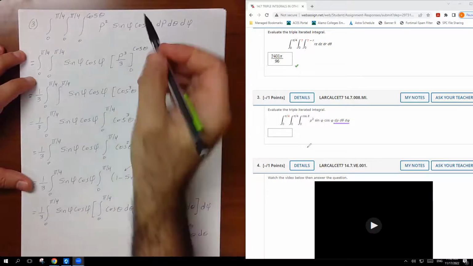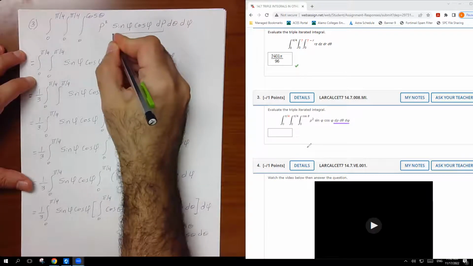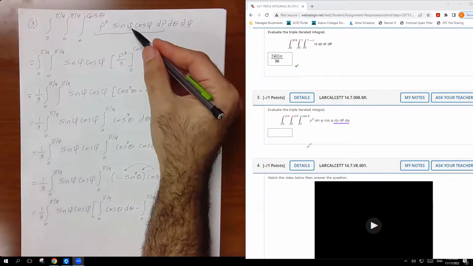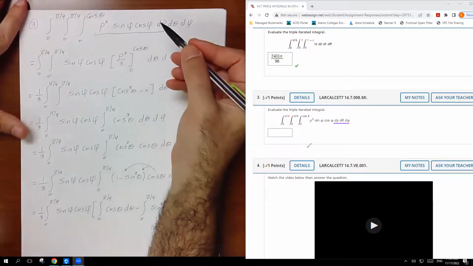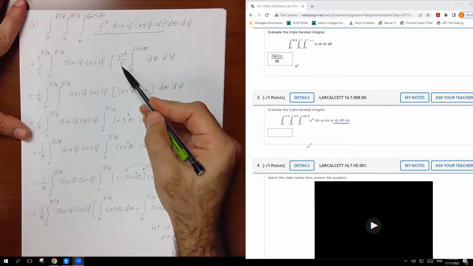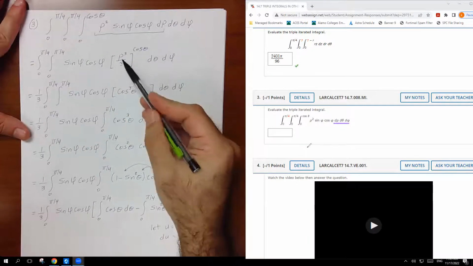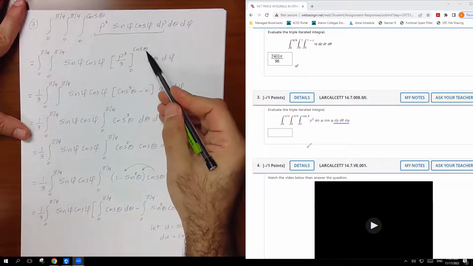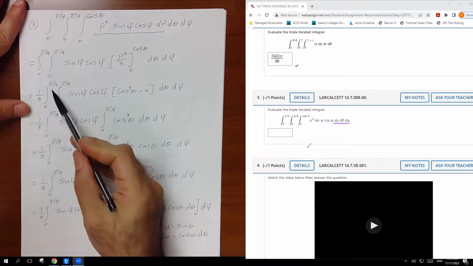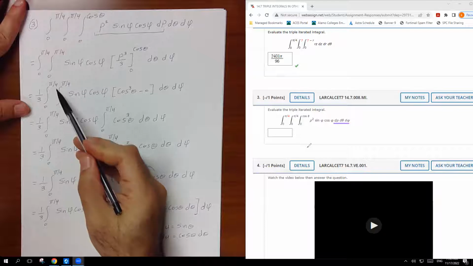The first thing we're going to do is the integral with respect to p. That means sine gamma and cosine gamma are going to be constant. So here the antiderivative is p cubed over 3, because it's p squared, from 0 to cosine theta. And it's going to be 1 over 3 from 0 to pi over 4.